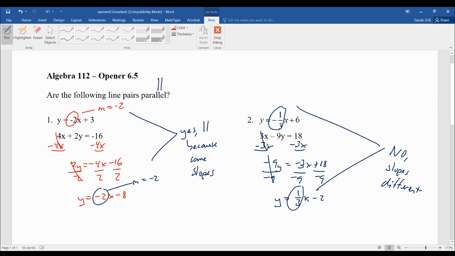Now here, similar, the first one is in slope-intercept form. I already know what the slope is, -1/3. But this one, I got to do some work. I got to move the 3x over. I got to bring down the -9y, divide everything by negative. Now remember, a negative over a negative is a positive. So we actually get a slope of 1/3. Now these slopes look almost the same. They both say 1/3, but that's -1/3. -1/3 is clearly a different slope than +1/3. So this answer would be no, slopes are different.